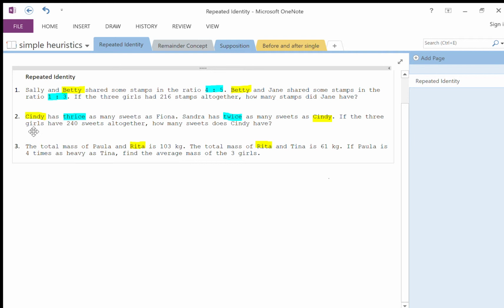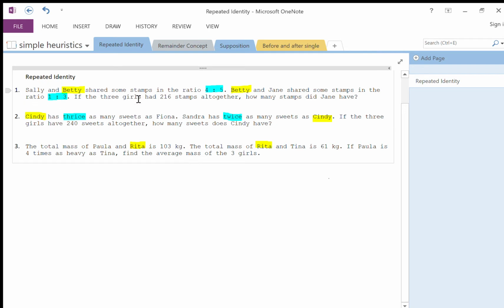Now let's take a look at the other question. Here, Cindy has 3 times as many seeds as Fiona, Sandra has twice as many as Cindy. Once again, in yellow we see that Cindy has been repeated in both. Then if you take a look at the third one, Rita is being repeated in both scenarios. Whenever you see this type of question, it's called the repeated identity. Now we're going to show you how to solve repeated identity questions, and we shall be looking at question 1 first.